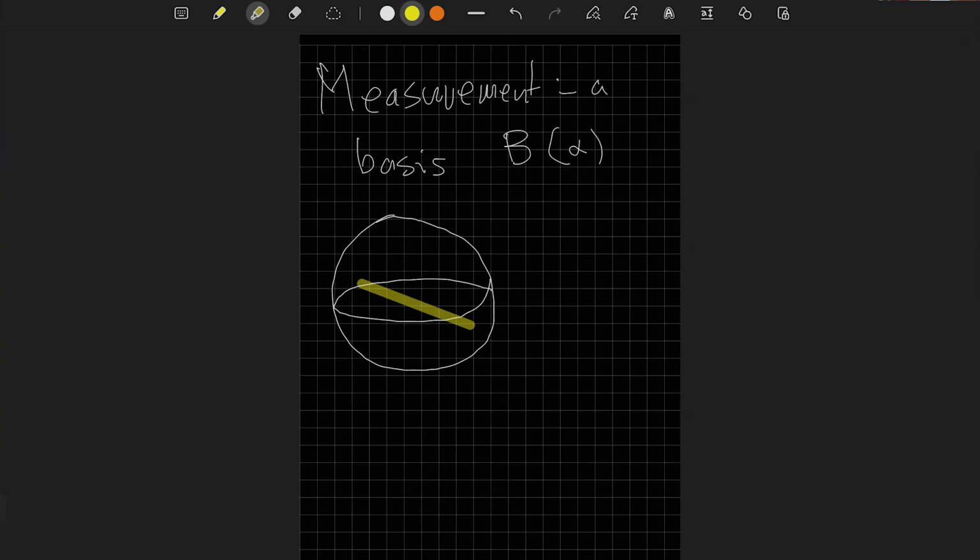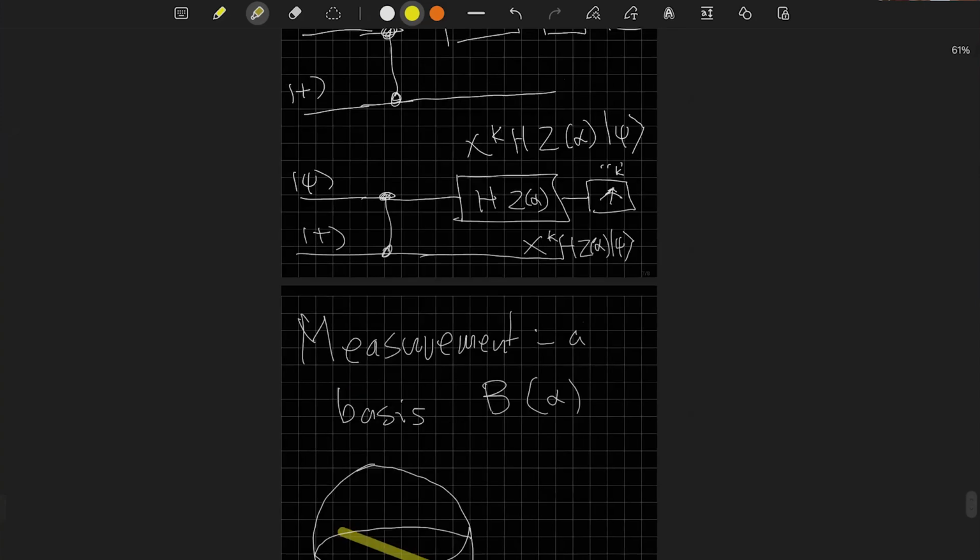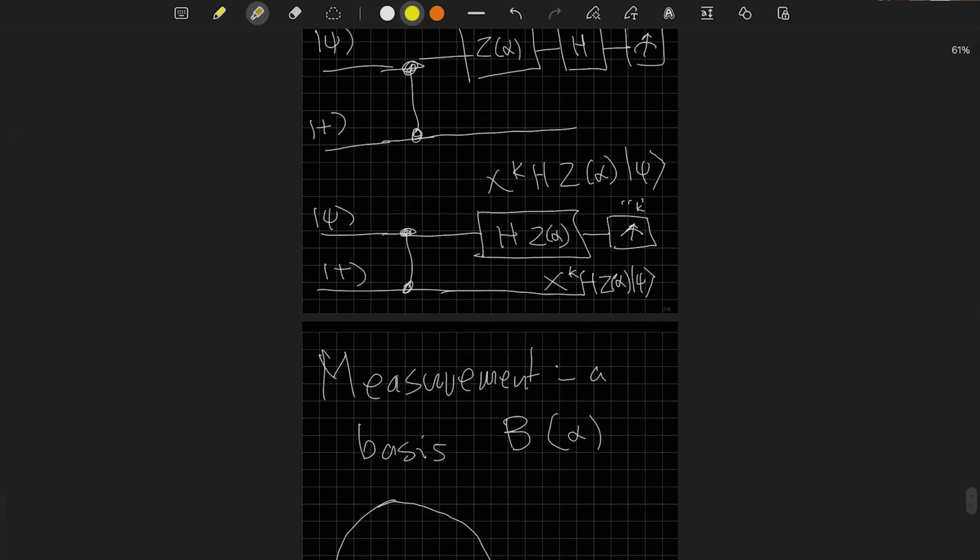So the first stage is prepare your physical qubits in a particular state, do a controlled phase operation, and measure the first qubit in a basis. You choose the basis because you choose the alpha. Now there are two possible outcomes. So it's a single bit here. There are two possible outcomes, 0 and 1.